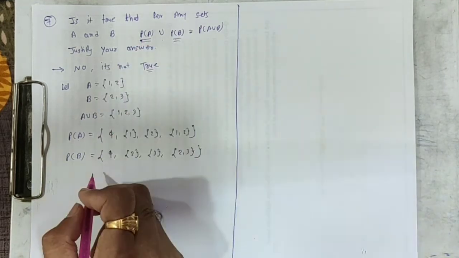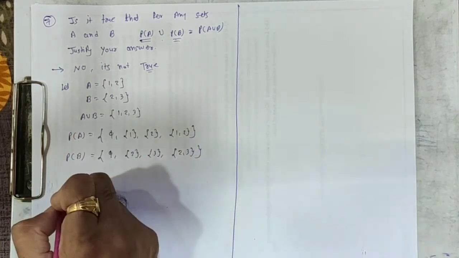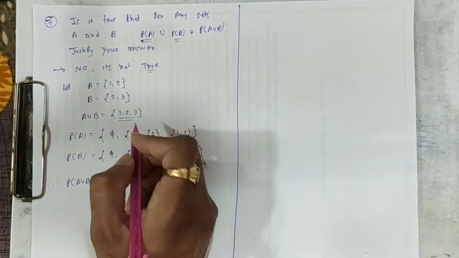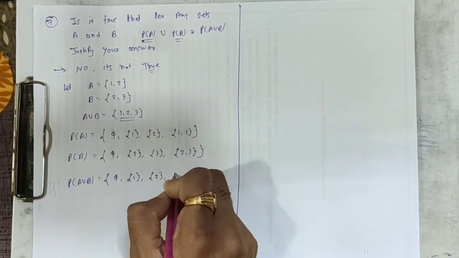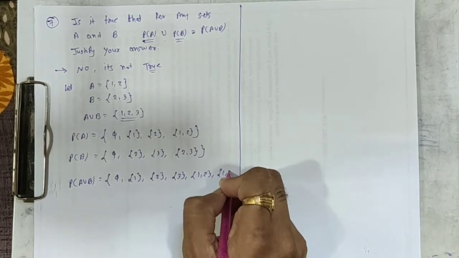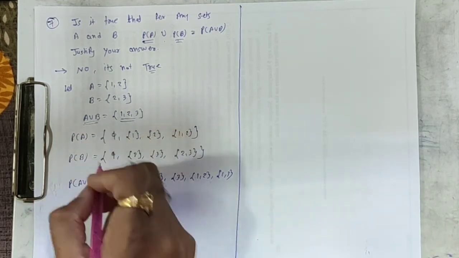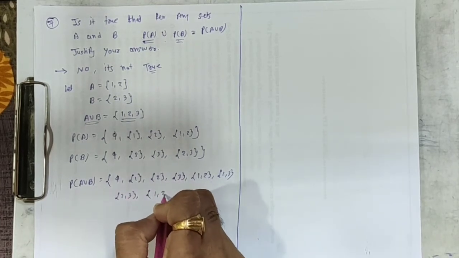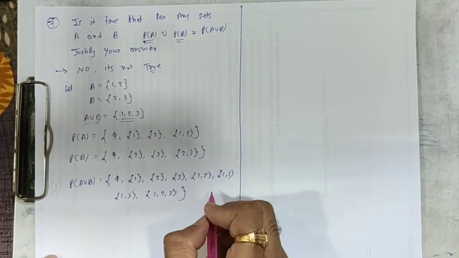Done. So now we'll also find the power set of A union B. What is A union B? {1, 2, 3}. So the power set of A union B is equal to all possible subsets of this set, that is φ, {1}, {2}, {3}, then two elements {1, 2}, {1, 3}, {2, 3} and the set itself {1, 2, 3}. We are writing all possible subsets of A union B in a set, and it's the power set of A union B. Done. Say it's result 1.